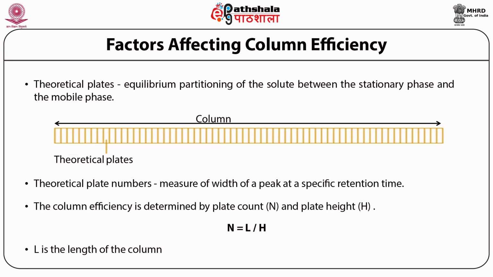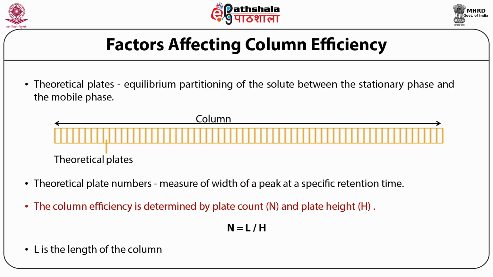Factors affecting column efficiency. Martin and Synge suggested a theoretical model of chromatography which divided the chromatographic columns into theoretical plates and plate number. They explained theoretical plates as an equilibrium partitioning of solute between stationary phase and mobile phase, while the theoretical plate numbers are an indirect measure of the width of a peak at a specific retention time.